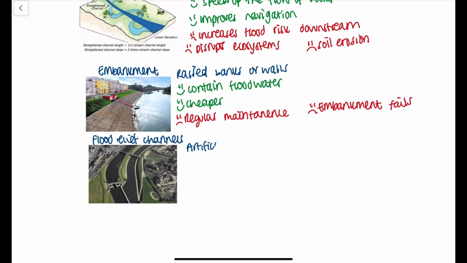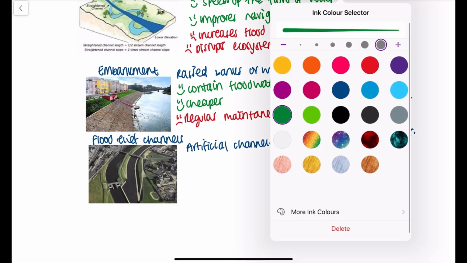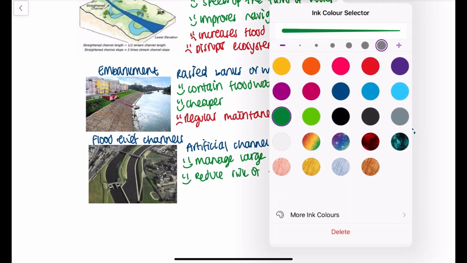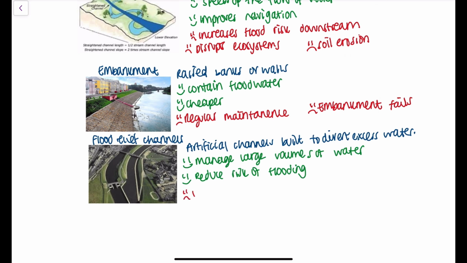The last one we've got then is a flood relief channel. This is an artificial channel which is built to divert excess water away. So you can see in the picture here, you've got an extra almost river at the side of the main river, and this helps to reduce the flow of water in that main river, especially in urban areas, which decreases the risk of flooding. You can manage large volumes of water during times of heavy rainfall or river overflow, and it obviously reduces the risk of flooding in densely populated areas.